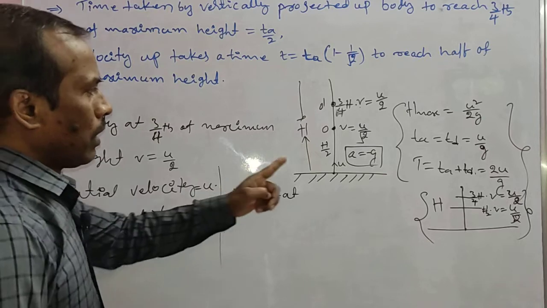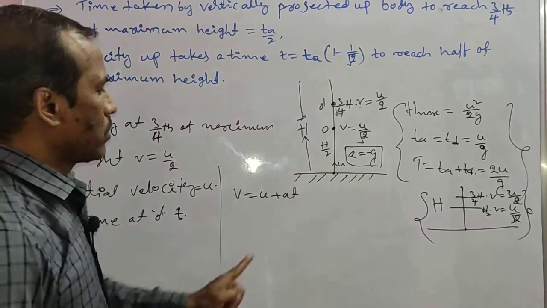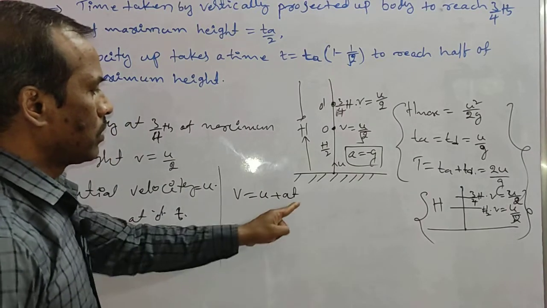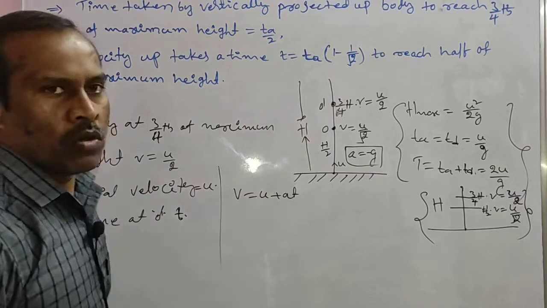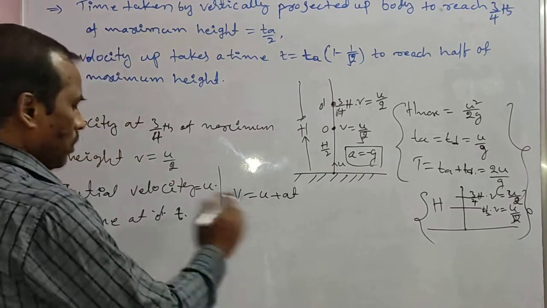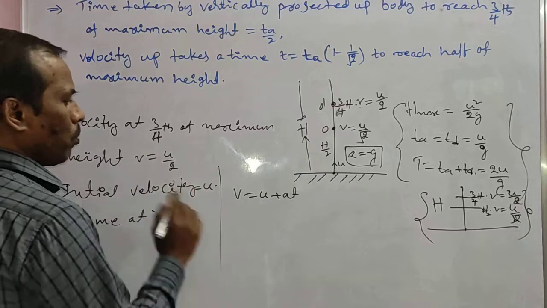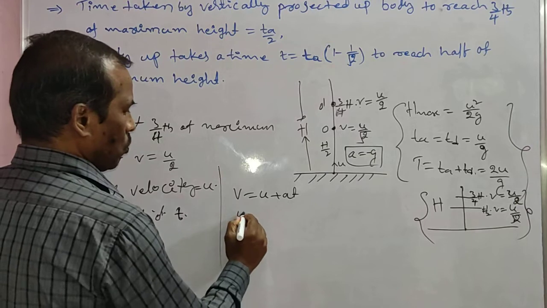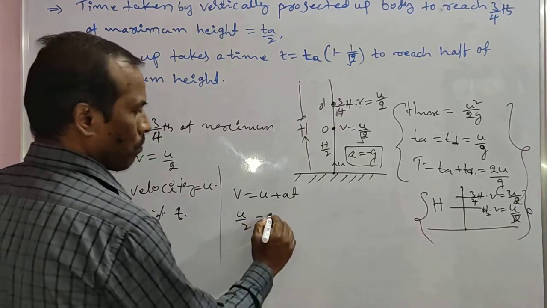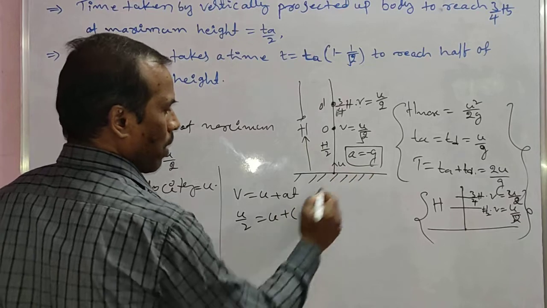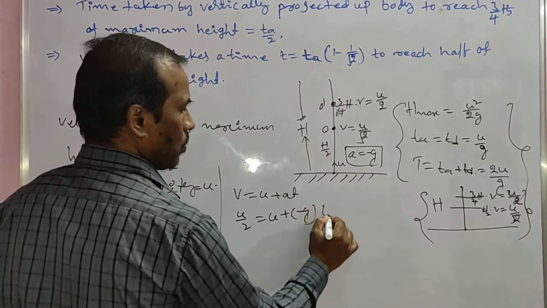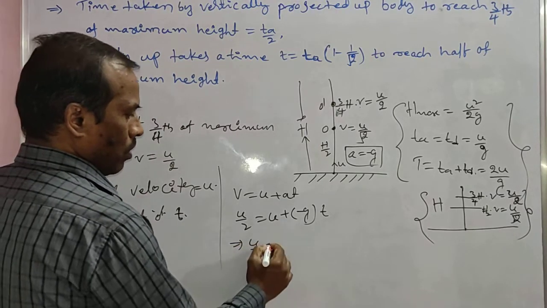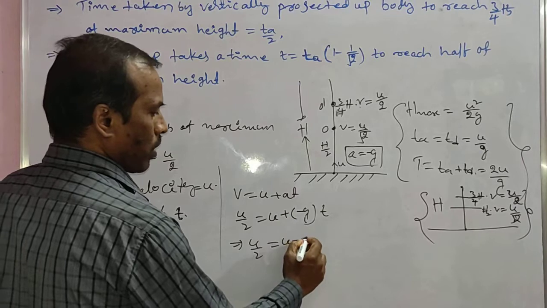Now a is equal to minus g, u is the initial velocity, and v is equal to u by 2. Next, this is the time taken to reach the point O prime. Substituting these values, v is u by 2 at 3/4 of the maximum height. So u by 2 is equal to u plus a t, with a equal to minus g, into t.